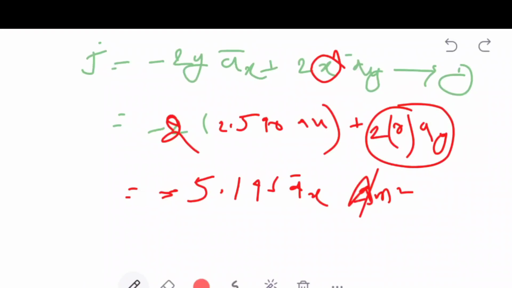In this way we have to do numerical problems on curl, del cross H equal to J. Okay, next we go for Maxwell's second law.